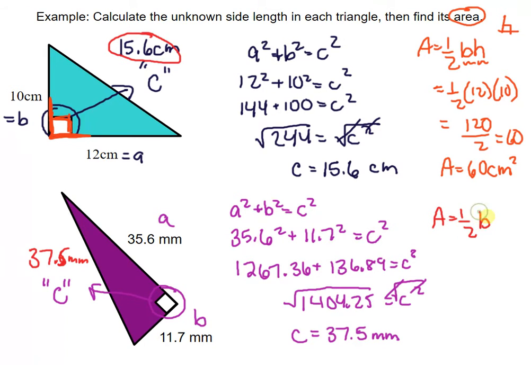If you get an answer that's not longer than the other two sides, then you've done something wrong. Okay, half the base times the height. Reminder, base and the height meet at 90 degrees. That means we're going to do half of 35.6 times 11.7. I'm putting all of this into my calculator, 208.26 millimeters squared. Okay, remember area is in squared units.